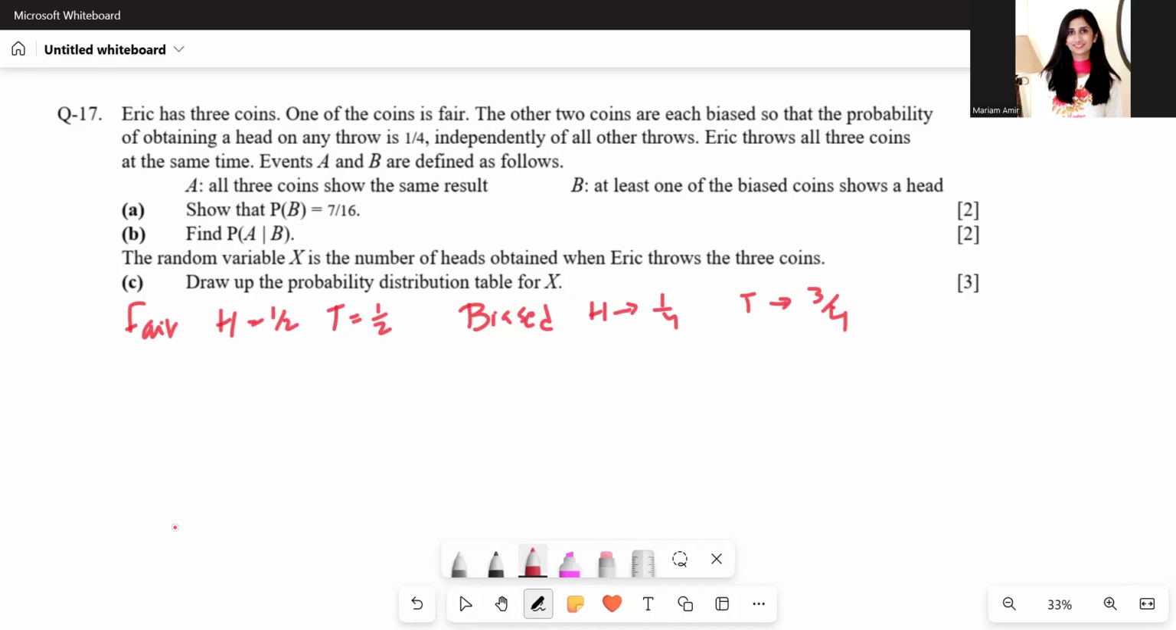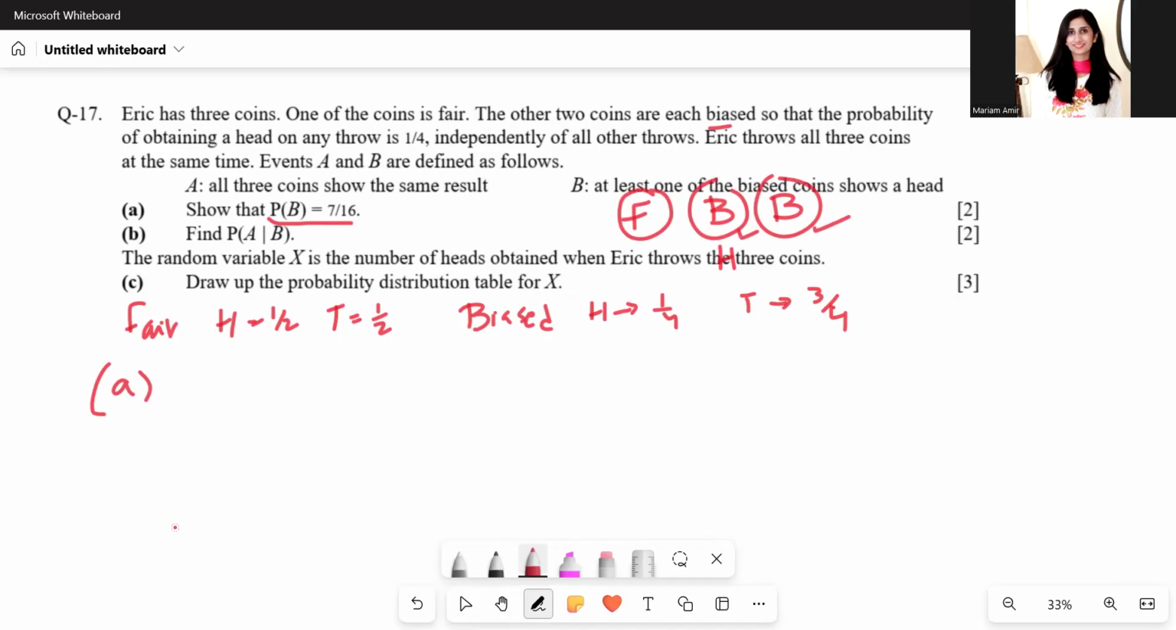Okay, now three coins are thrown and one of them is fair and two of them are biased. Let me make sure the two coins are each biased. Yes, so one of them has to be a fair coin and the other two will be biased. Okay, part A says show that the probability of B is 7 by 16, and B is at least one of the biased coins shows a head. So at least one of these two has to be a head.